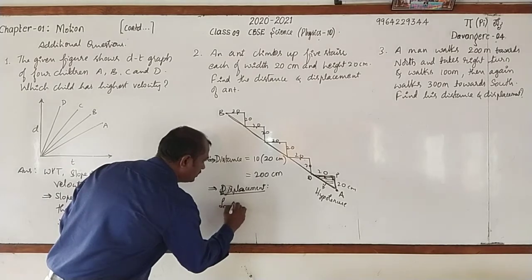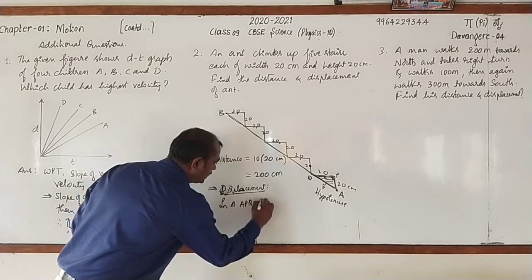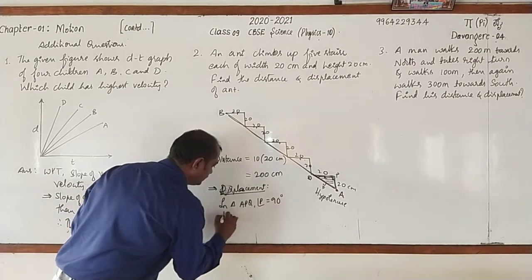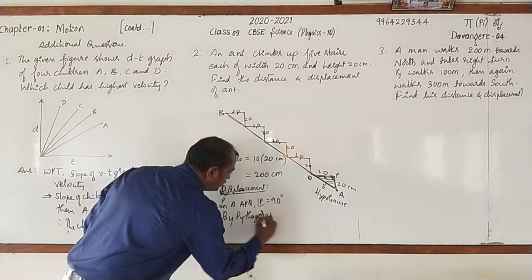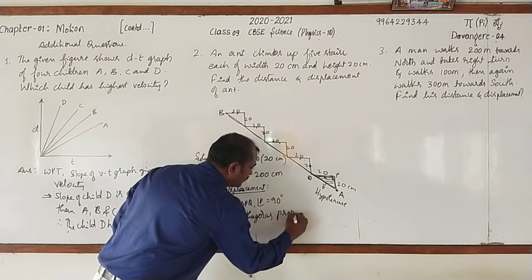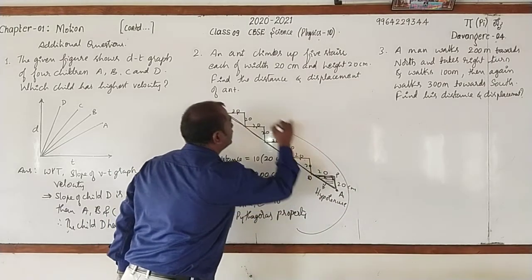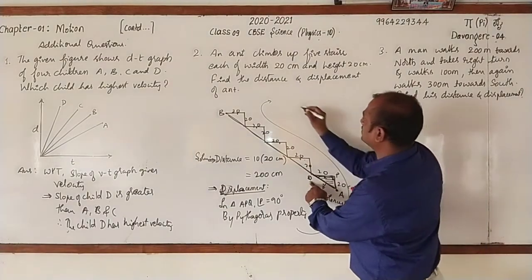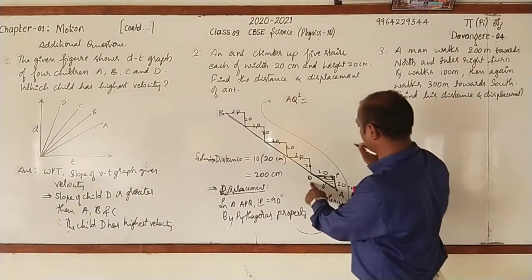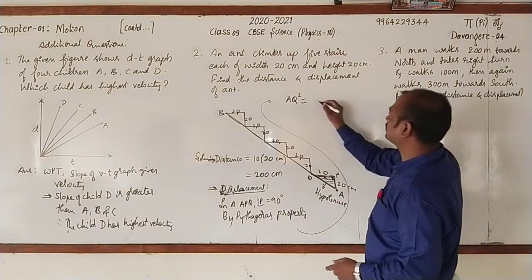In triangle APQ, angle P is 90 degrees. So you can go for using Pythagoras property. According to Pythagoras property, we can write, the square on the hypotenuse, that is AQ square, is equal to AP square plus PQ square.